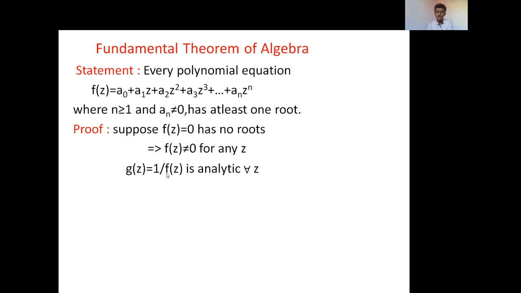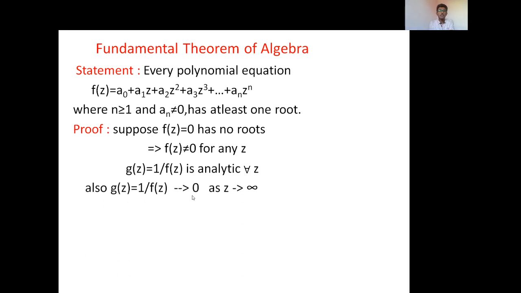Since f of z is analytic everywhere and 1 is a constant, by using the algebra of analytic functions, we have chosen another function which is 1 by f of z. This is analytic, hence this whole 1 by f of z is analytic for all values of z, because polynomial functions are analytic everywhere. Therefore g of z equal to 1 by f of z is analytic for all values of z.